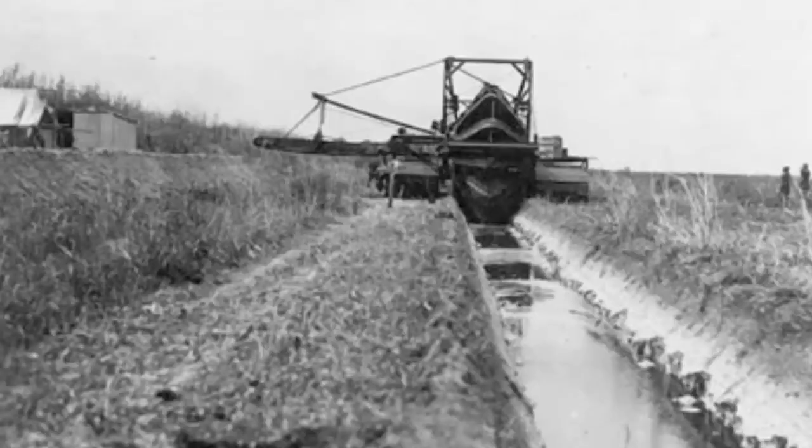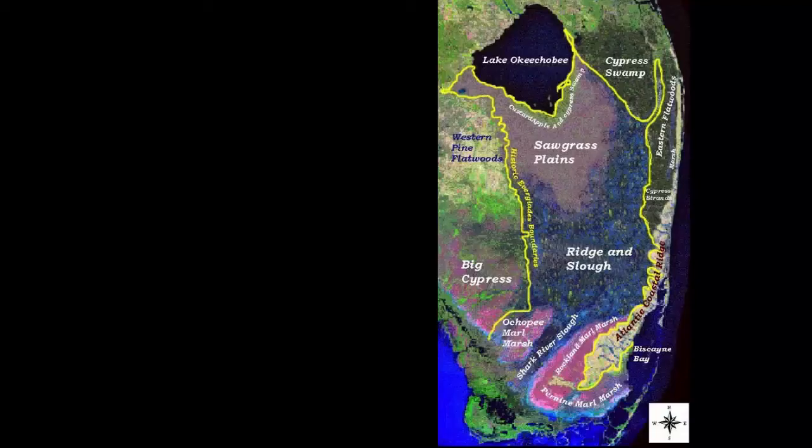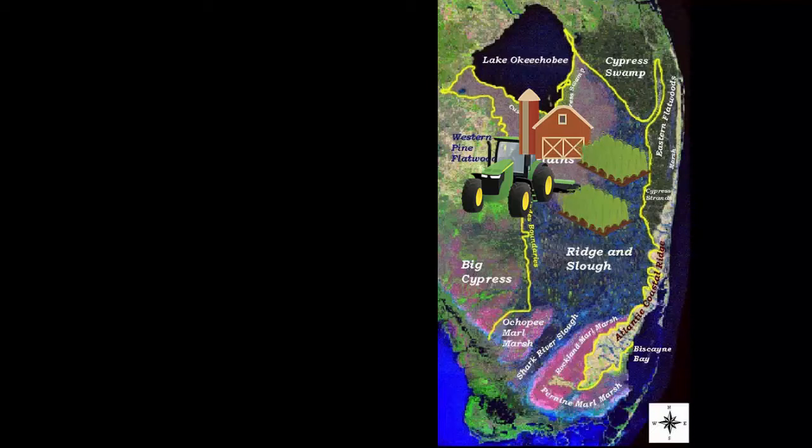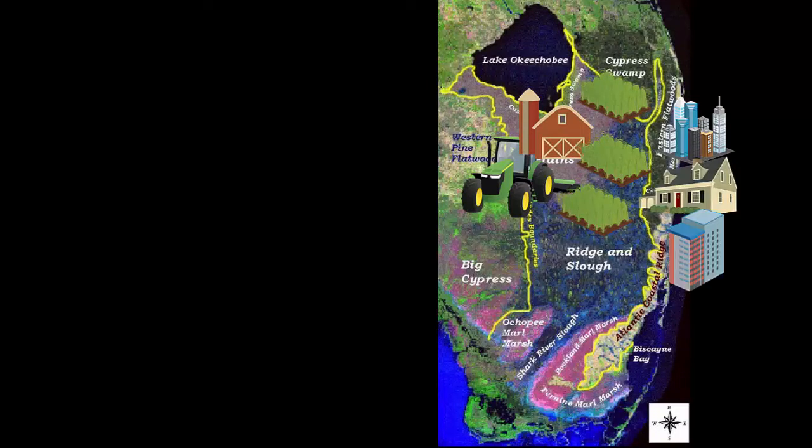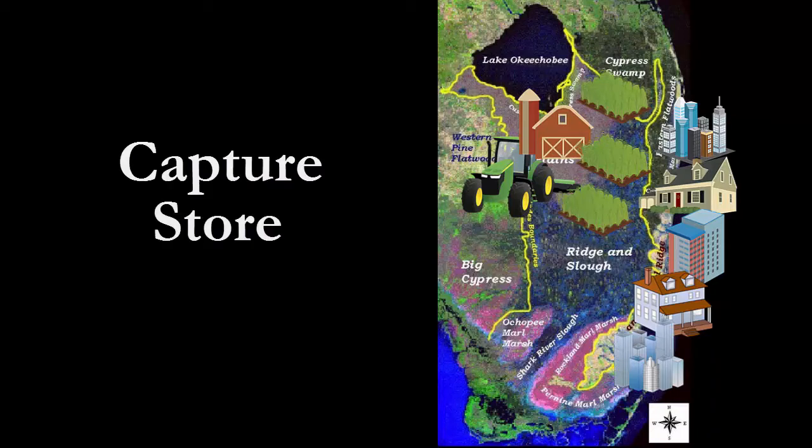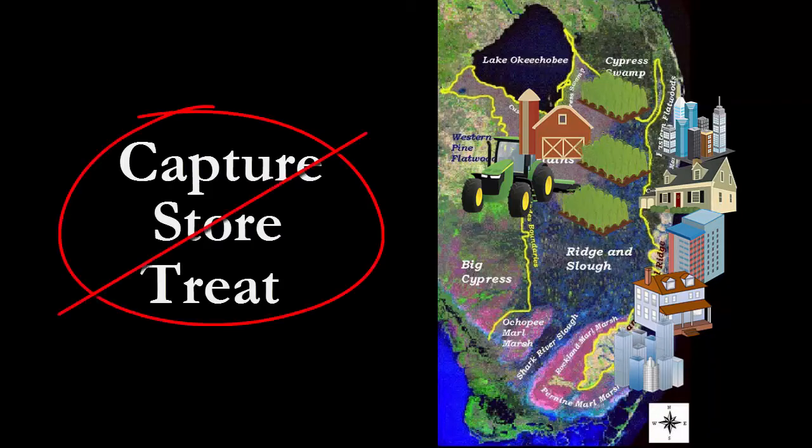Impacts from drainage of the Everglades south of the lake resulted in only half of the historic Everglades remaining today, lost to agriculture and the encroachment of cities along the east coast. The reduced land area has less capacity to capture, store, and treat water, impacting the water supply for Everglades National Park, Florida Bay, and communities along the east coast that depend on the Everglades for their water supply.